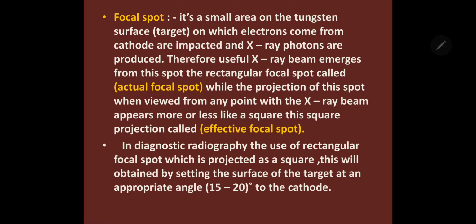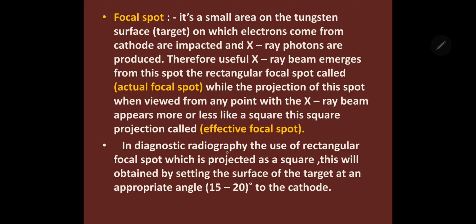Focal spot. It is a small area on the tungsten surface on which electrons coming from the cathode are impacted and the X-ray photons are produced. Therefore, the useful X-ray beam emerges from this spot. The rectangular focal spot is called the actual focal spot, while the projection of this spot when viewed from any point within the X-ray beam appears more or less like a square. This square projection is called the effective focal spot.